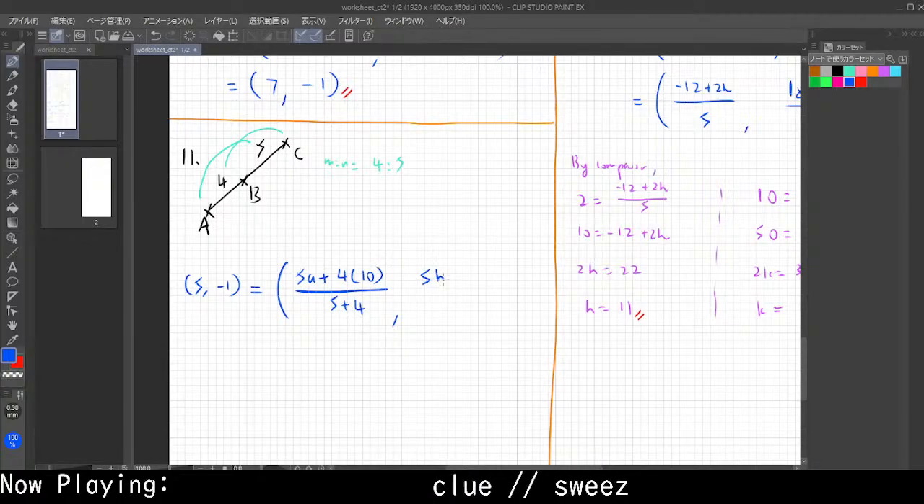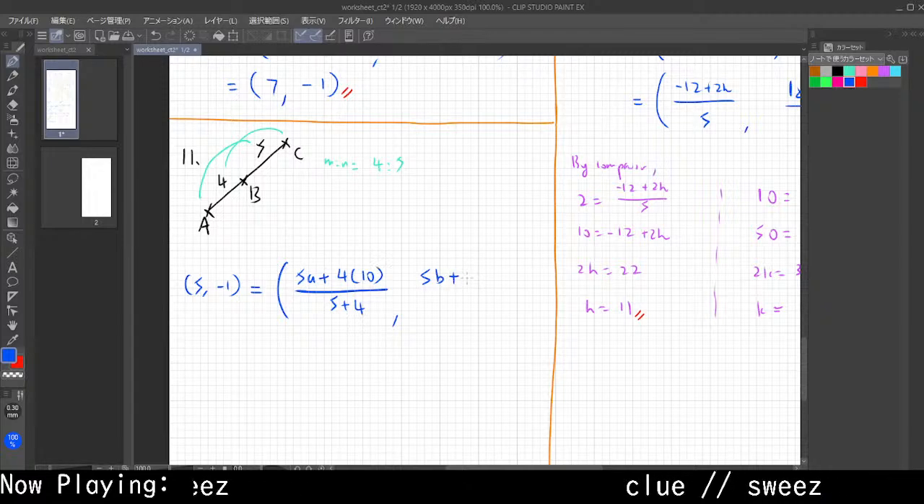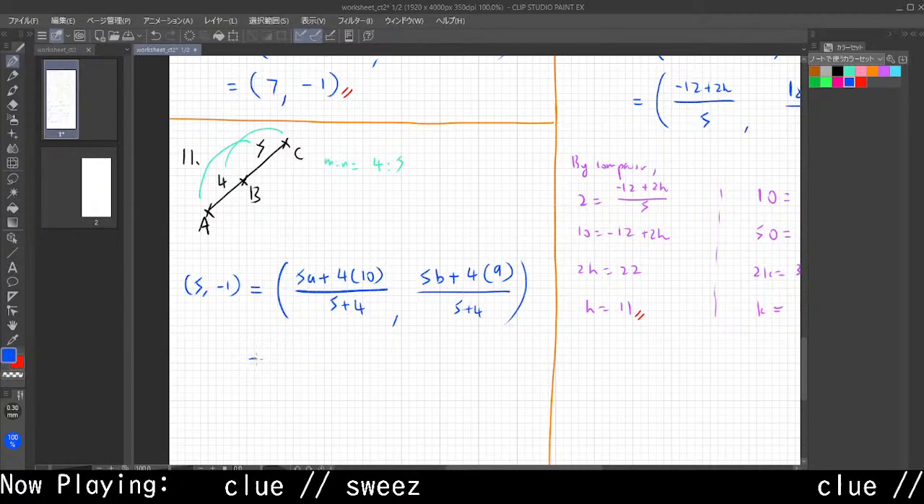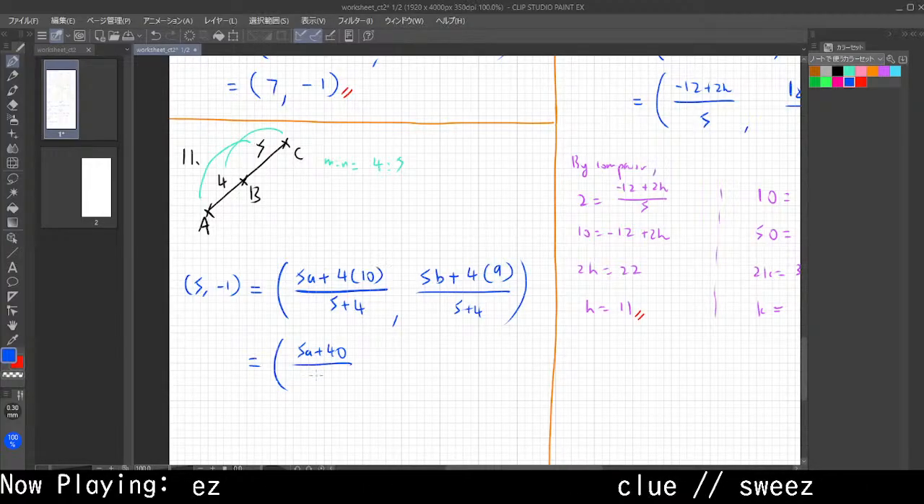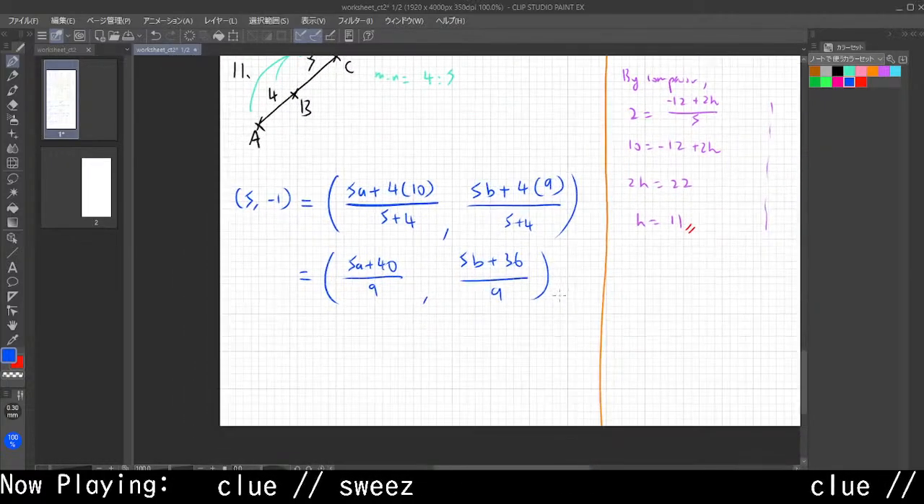So 5 times your y1, 5b, plus m times y2, 4 times 9. This is over 5 plus 4 as well. And then 5a plus 40 over 9, comma 5b plus 36 over 9. Then you compare.